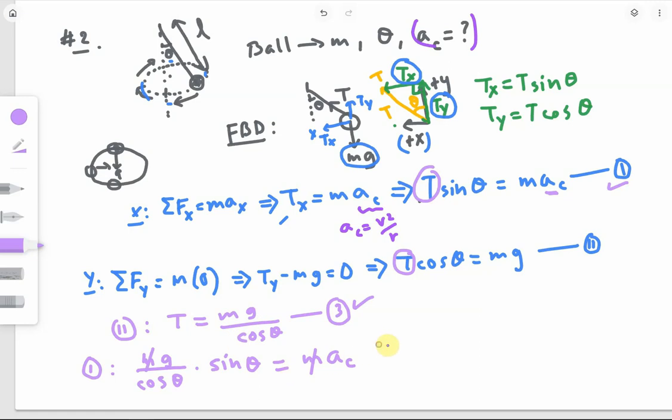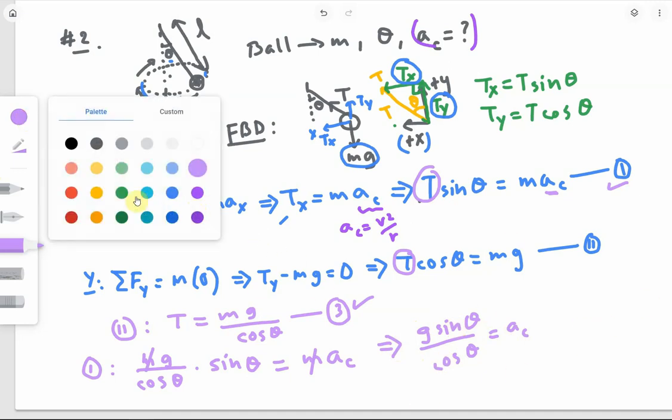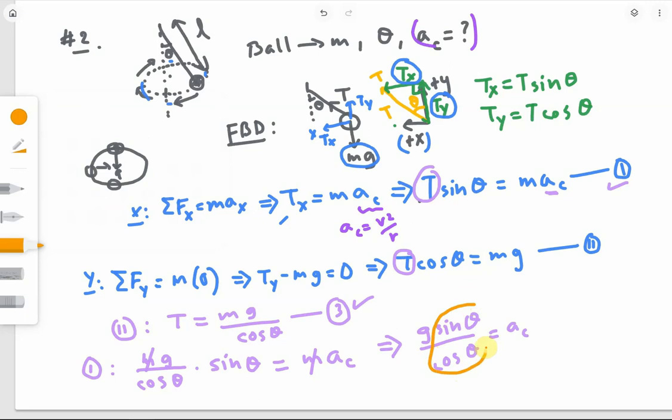Alright, so what do we have left? We have g sine theta over cosine theta equals AC. Sine theta over cosine theta, you can keep this expression as it is and say that this is your final expression. However, if we know a little bit of trigonometry, we know that sine over cosine is nothing but tangent theta, right? Therefore, finally we get an expression for centripetal acceleration for these kinds of systems. AC is equal to g, which is the acceleration due to gravity, commonly 9.8 near the surface of the earth, times tangent of theta.